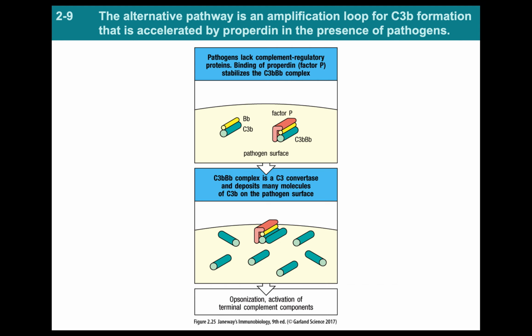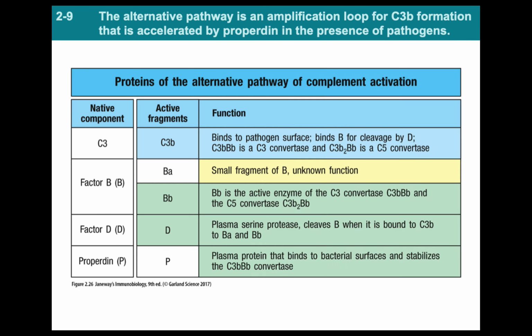All right, so once you have the big part of B and the big part of C3, C3bBb is what they call that, then you can bind factor P to that. So that's factor P, C3bBb. There we go. Factor P is just a stabilizing protein. These things have all the enzymatic activity to actually convert C3, but factor P makes it a little bit more stable, makes it more prolific. There, factor P makes the alternative activation prolific. How nice. Okay, so what are those components again? Yeah, you've got your factor B, factor D, and factor P.